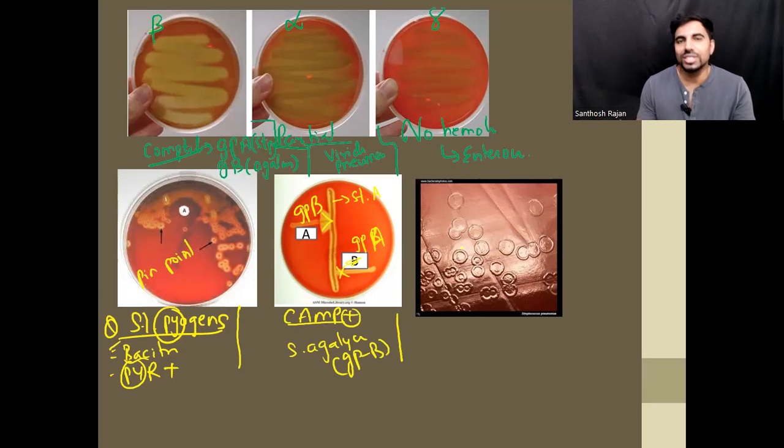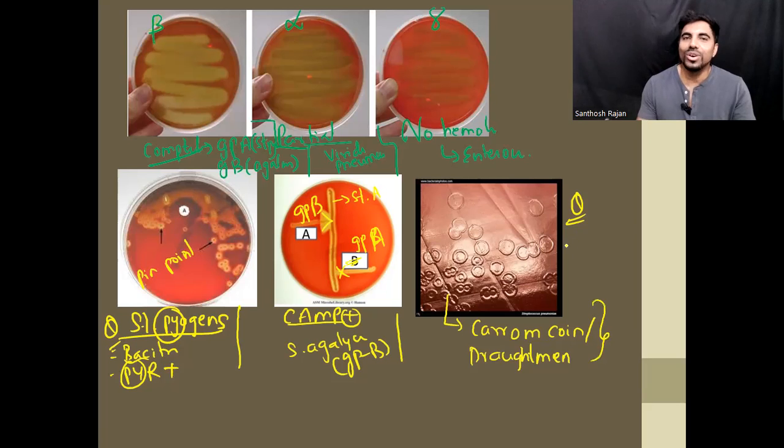Okay, look at this beautiful. So now this colony will be a question. Now in the blood agar or chocolate agar, if you see this, this is the carom coin. Carom coin, or otherwise called Draughtsman colony. Okay, that is for your Streptococcus pneumoniae.